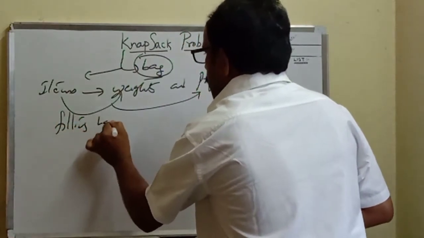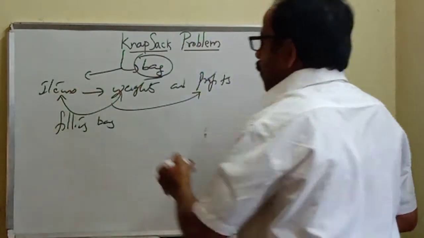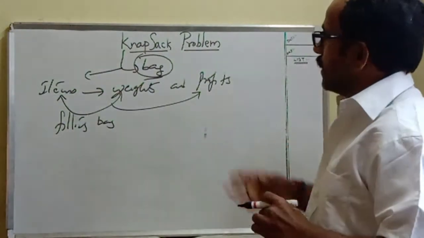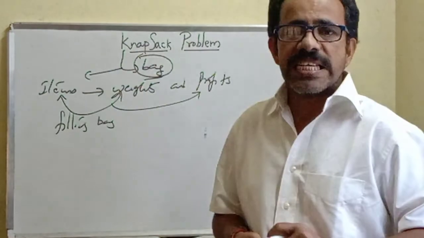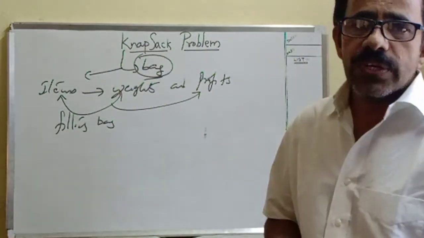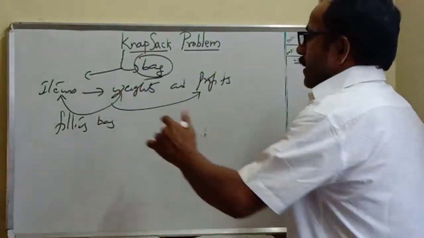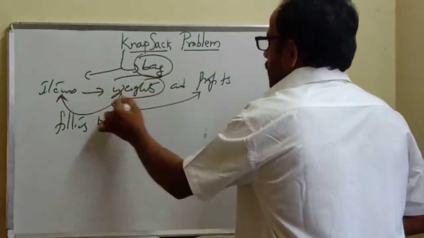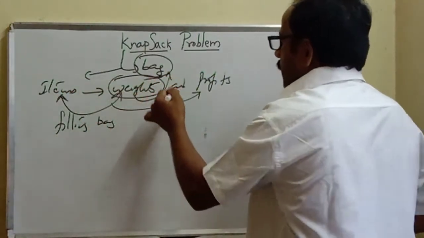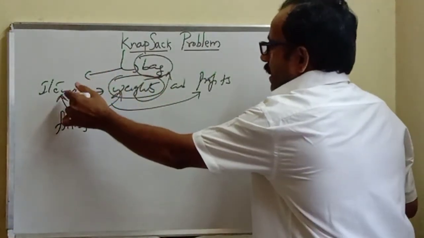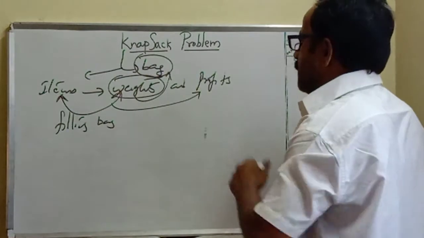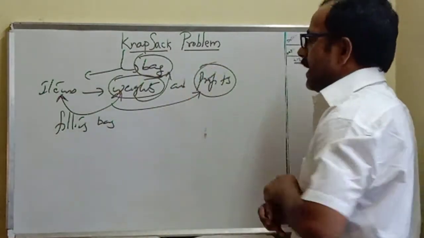Filling the bag by selecting these items, one item after another, because according to the greedy method, we approach this problem's solution stage-wise or step-wise. At each step we select one item, and once we consider this item completely, its weight must be consumed in the bag, because we are placing this item into the bag. Once the item is completely considered, we get the total profit of that item.